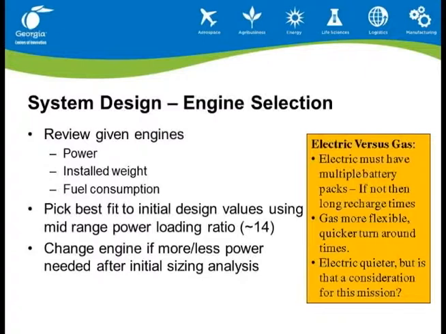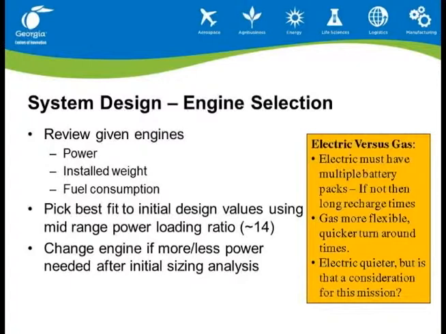Engine selection. You've been given a series of engines for this challenge in the detailed document. It gives you the power, the installed weight, and the fuel consumption of it. So how do you pick that first engine? Well, you pick the best fit to those initial design values we've been picking up, and you want a good mid-range power loading of 14 pounds per horsepower. And that's a good place to just start your analysis, and then as you do more analysis, you can change the engine if you need more or less power.